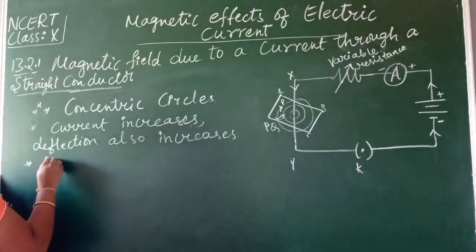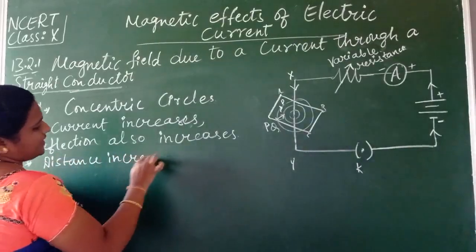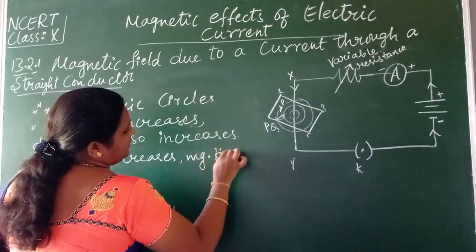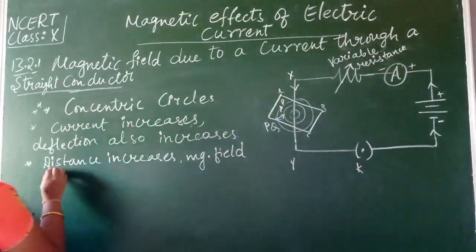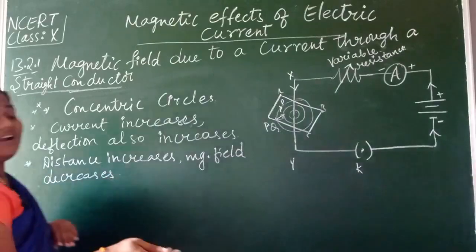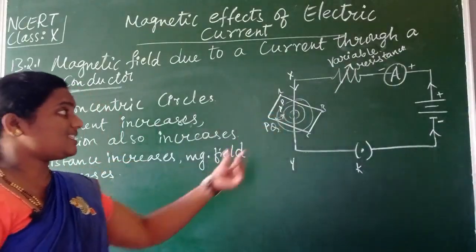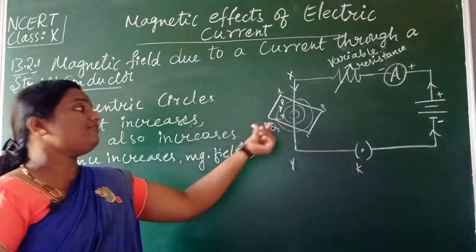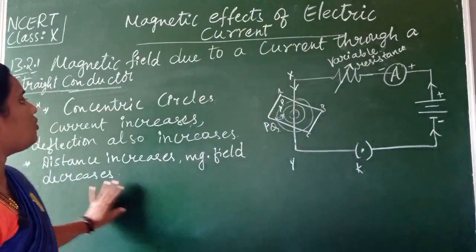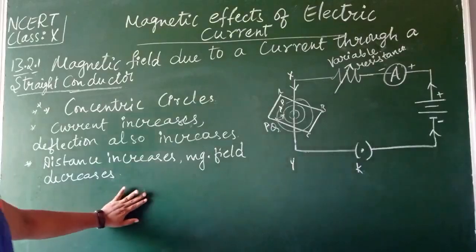Isn't it, children? If distance increases, magnetic field decreases. So what happened? The deflection also got reduced here. When the distance increased, the deflection in the compass needle, what? Reduced or decreased. So we can say that, children, it is inversely proportional here.